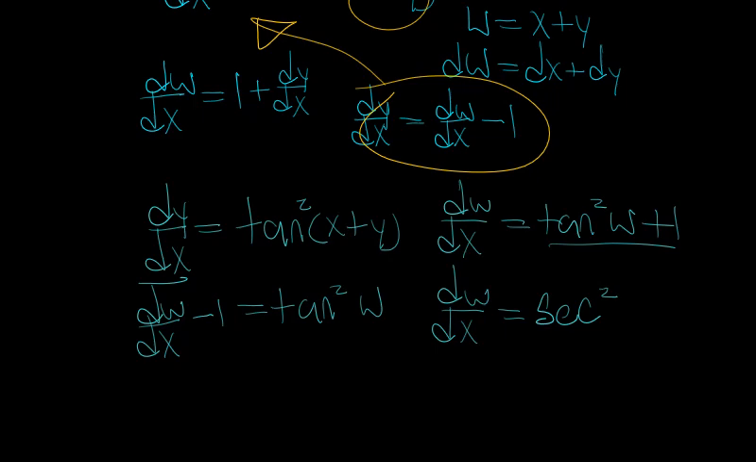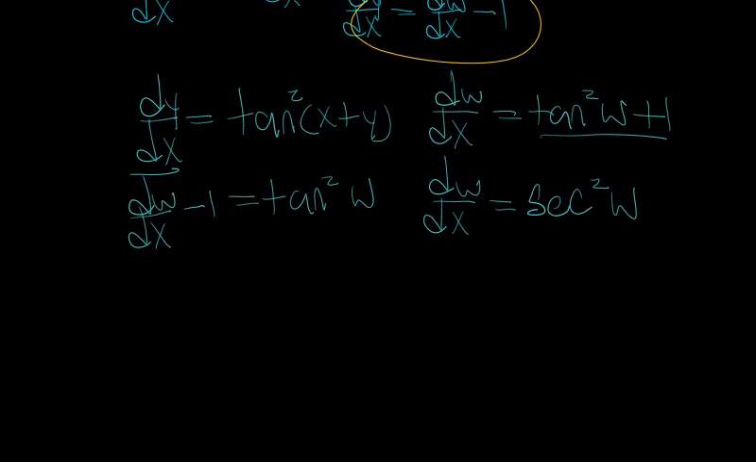So dw/dx is secant squared w. And if you need to validate that, you can always take sine squared theta plus cosine squared theta equals 1 and divide by cosine squared theta. You will end up with tan squared theta plus 1, which is equal to secant squared theta. So now we have dw/dx is secant squared w.